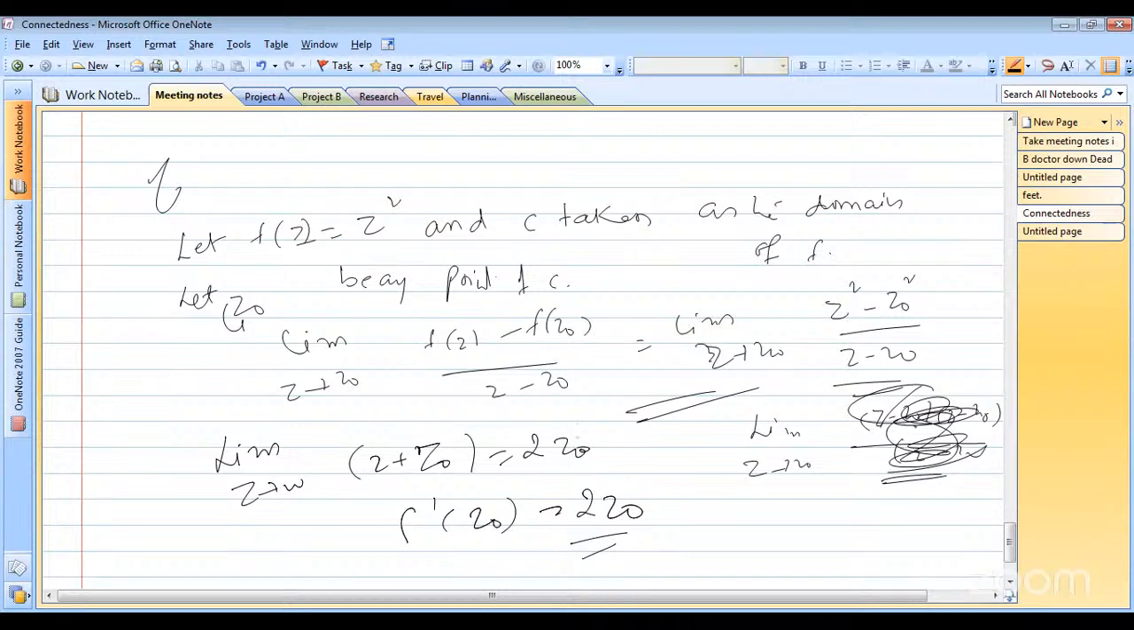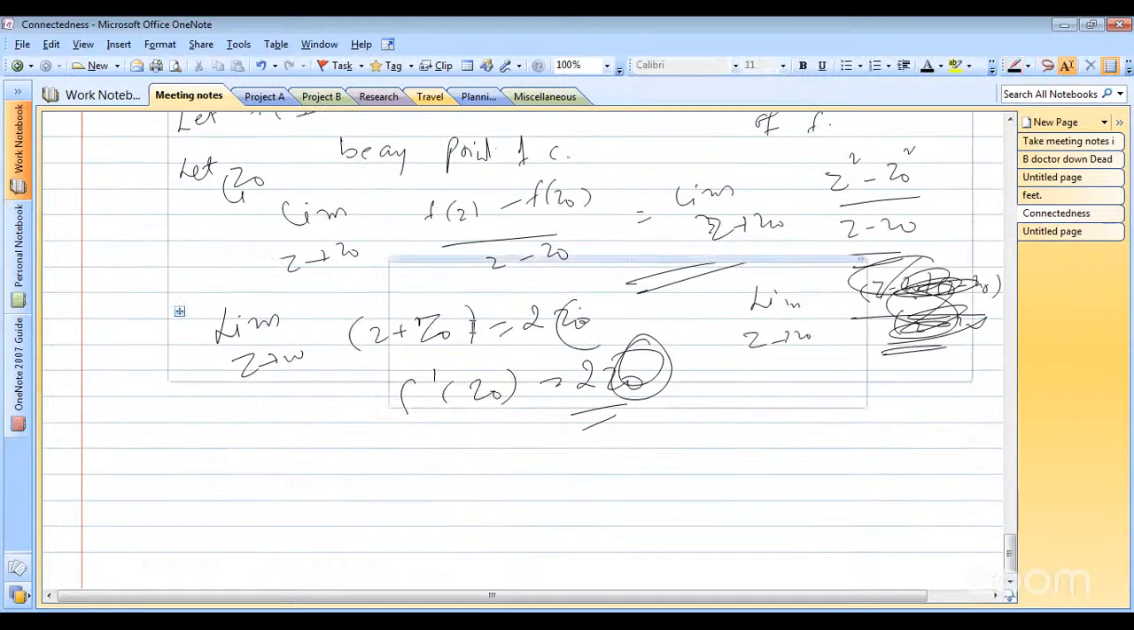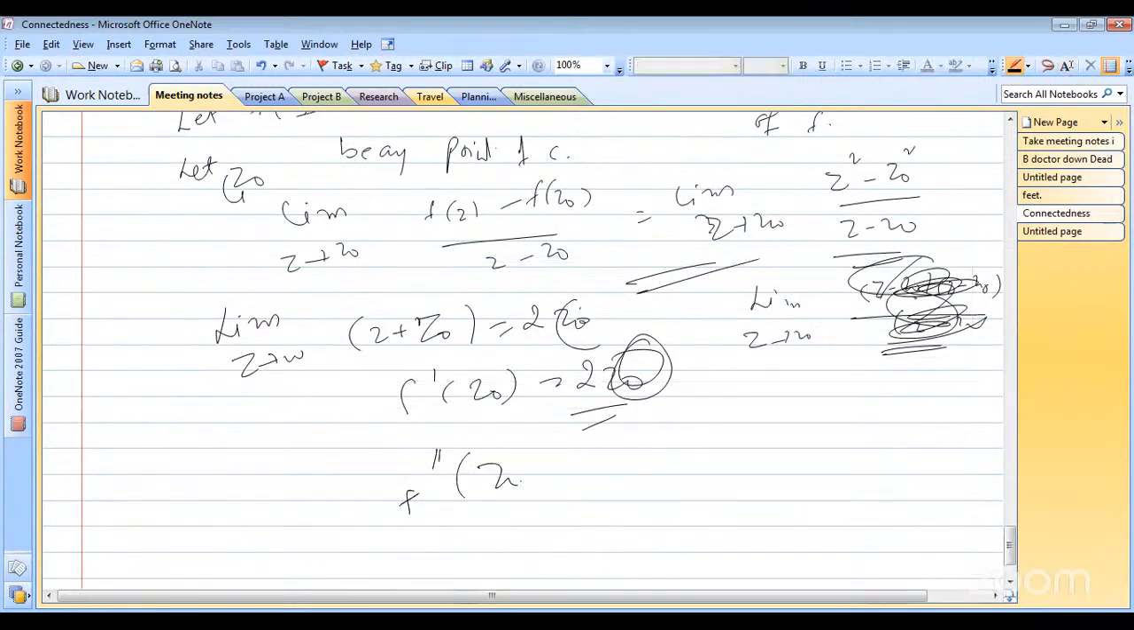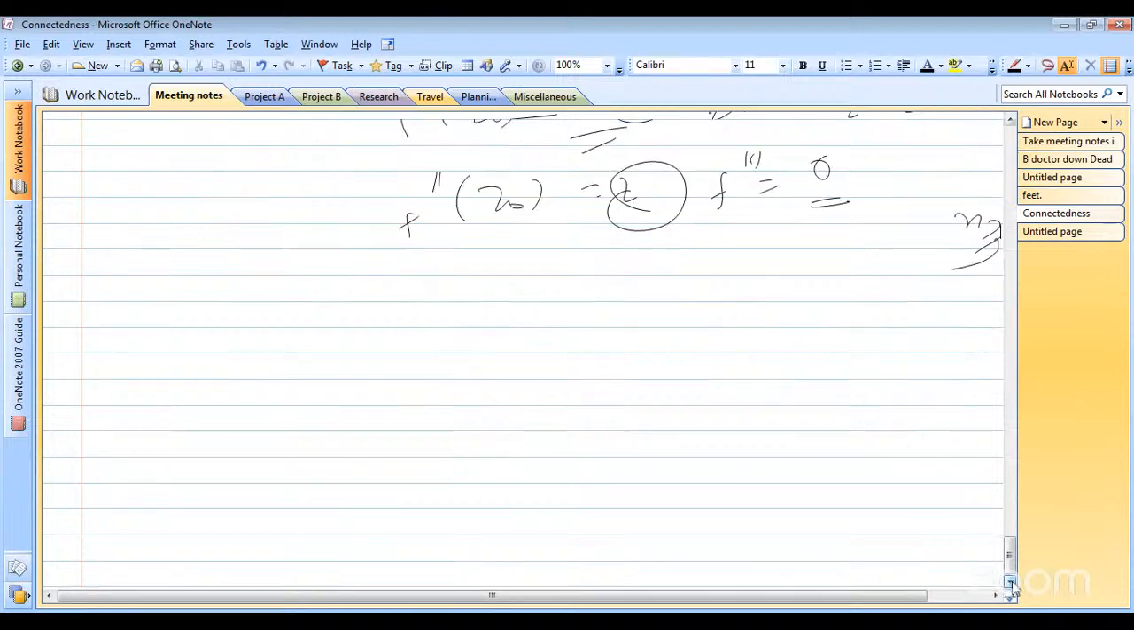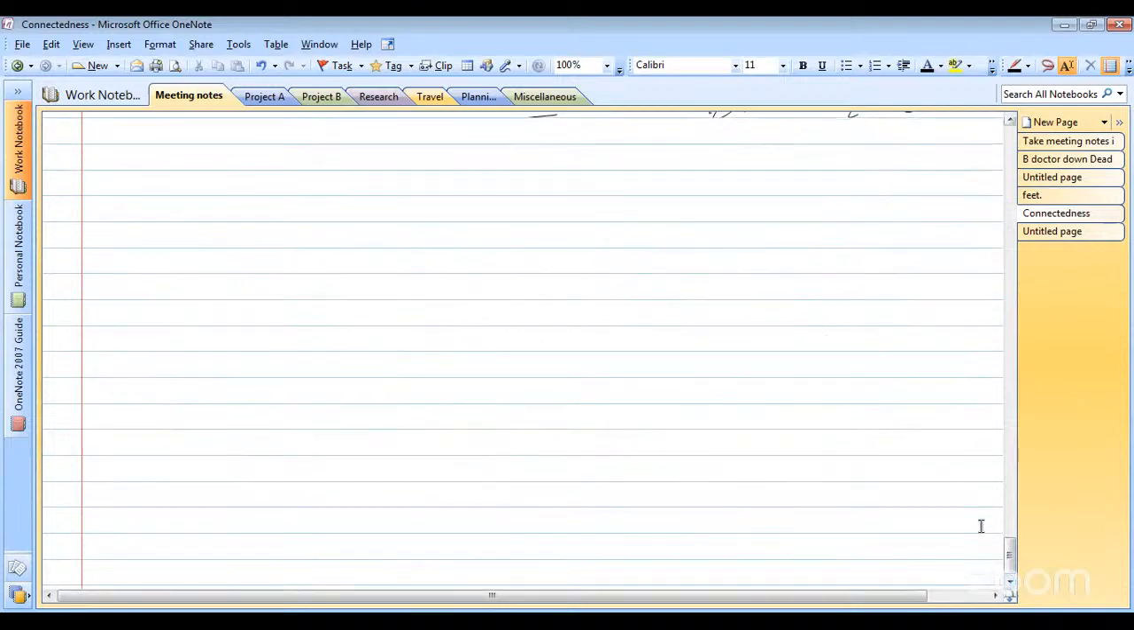Again taking the derivative, z naught is removed, so f double dash of z naught is equal to 2. F triple dash is the derivative of a constant, which is 0. So for n greater than or equal to 3 it is 0. These are the values of f dash, f double dash and so on. Then another theorem.